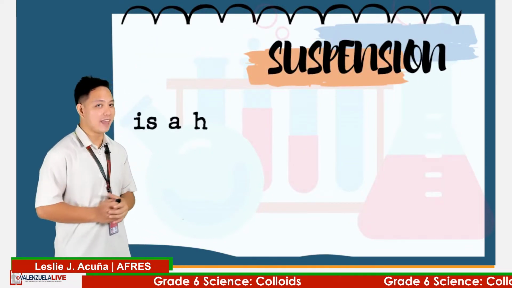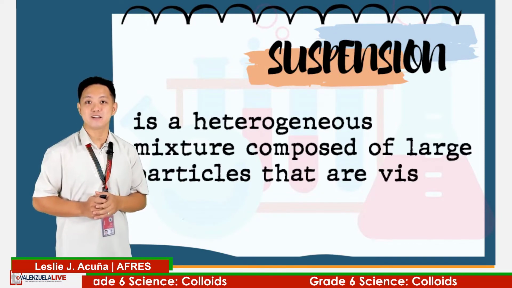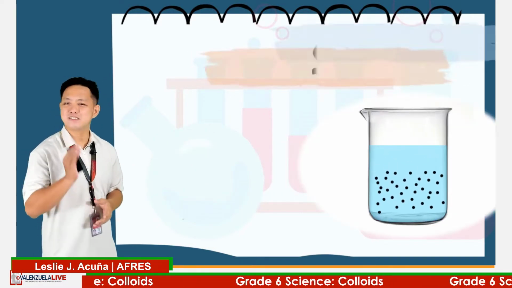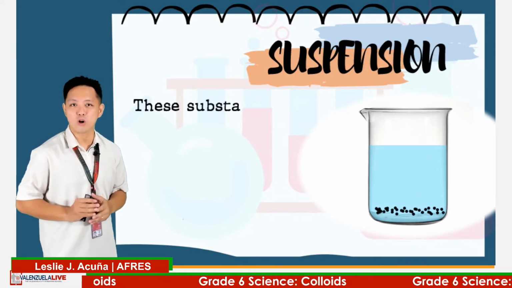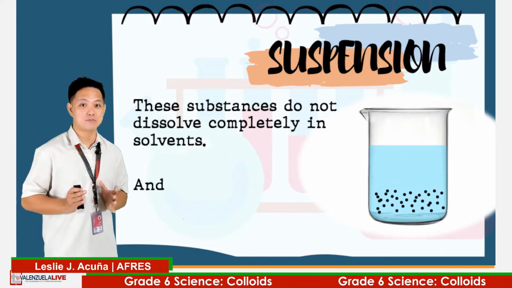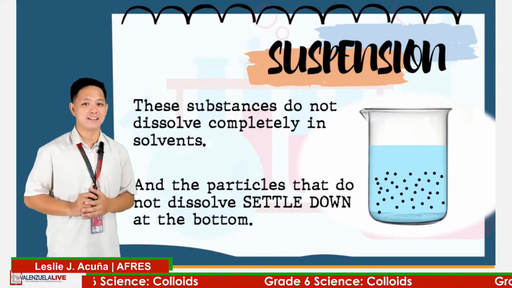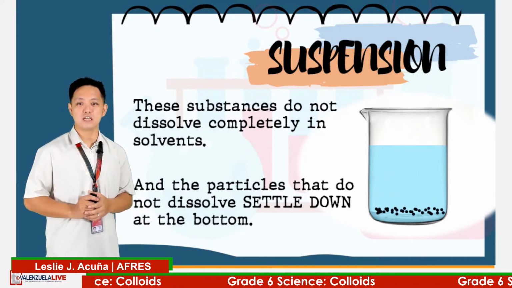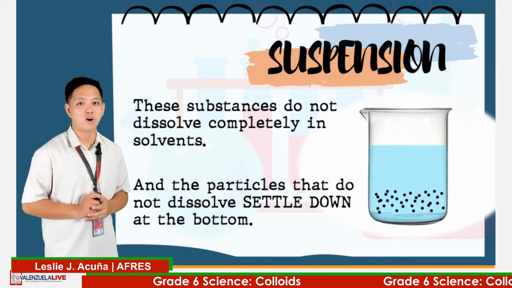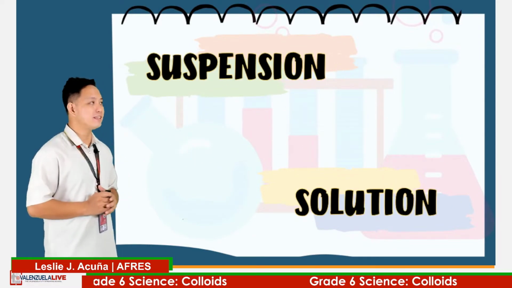Suspension is a heterogeneous mixture composed of large particles that are visible to the naked eye. These substances do not dissolve completely in solvents, and the particles that do not dissolve settle down at the bottom. But in reality, there are other types of mixtures that do not fall strictly into one of these, but rather fall in between. So let's find out what this could be.